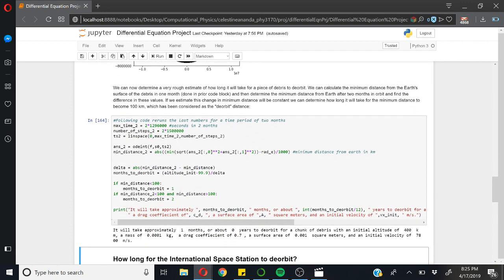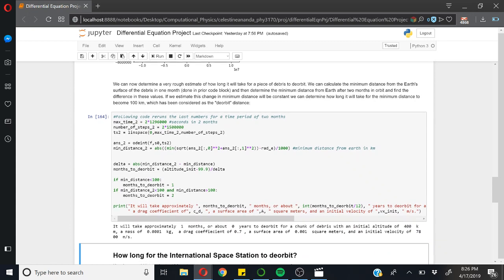Found the difference in these numbers, and then decided that, I mean, it's not perfect because we're not capturing the change in altitude anymore, but we can decide that the initial altitude minus 100 is the total distance we need for the orbit to change to be considered burnt up. So if we divide that by the quote-unquote average of the change in orbital altitude for a month, we can use this to figure out the months it will take to deorbit, roughly.